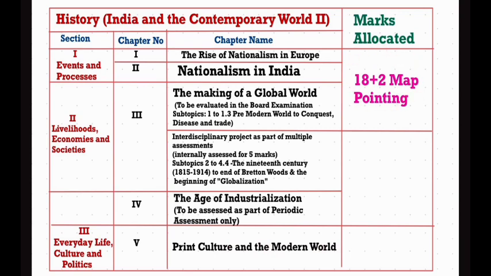And one thing you have to remember here: the total marks allocated for history is 20 marks. In these 20 marks, 2 marks are allocated for map pointing. That means from our history, we get 2 marks for the map pointing section.